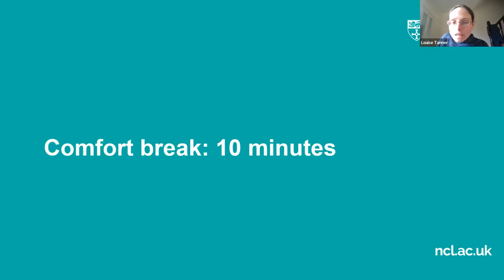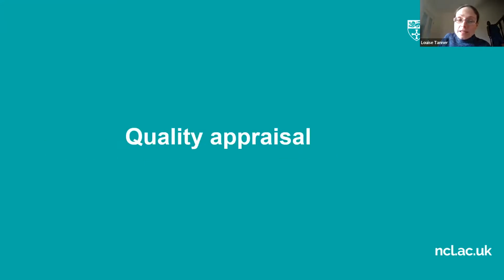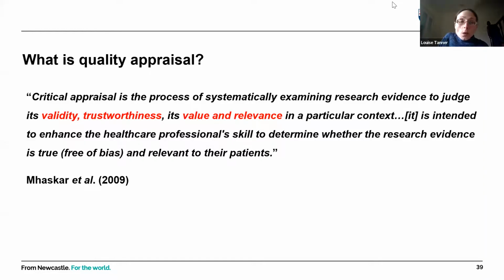Okay, I think we'll move on to the next section. Hopefully everyone has had a chance for a comfort break and to get a drink. We're going to move on to the next section now, which is quality appraisal. At this stage in your review, you've implemented your literature searches, you have screened those results, you've got a final list of studies that are getting included in your review, and you have extracted the relevant data from those studies. So the next thing we need to do is to check the quality of the studies that are included in your review. So what is quality appraisal?